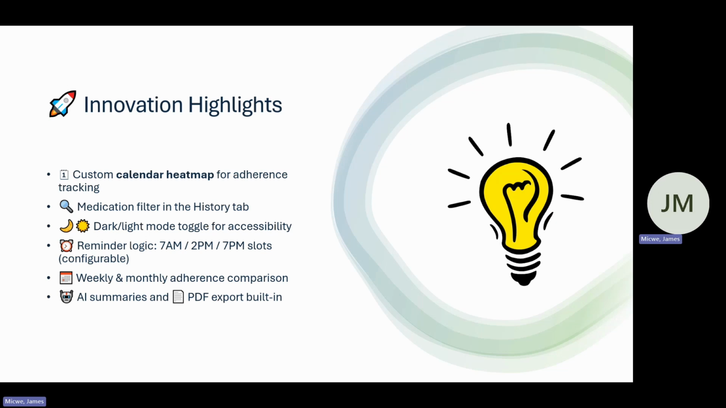Another feature that we have is we have incorporated several innovative features, including a custom calendar heat map for visualizing adherence, a medication filter in the history tab for easier analysis, which is really cool, and the dark and light mode toggle for accessibility, which also came out pretty good. And then there's the configurable reminder logic, either at 7 a.m., 2 p.m., or 7 p.m. So you're free to choose the time that you want to get your reminders, on either a weekly or even a monthly basis adherence schedule.